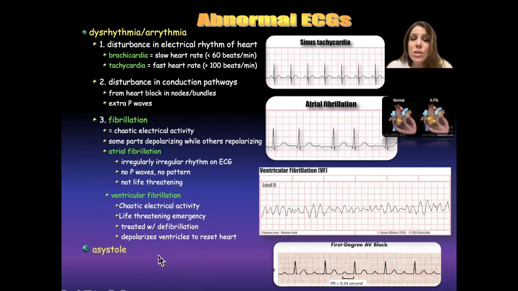Now, another condition that can happen producing an abnormal EKG is what we call asystole. And it's exactly what it sounds like. So A means not, systole means being in systole or having contraction. So this is also called flatlining. So in other words, there's nothing going on in the heart.